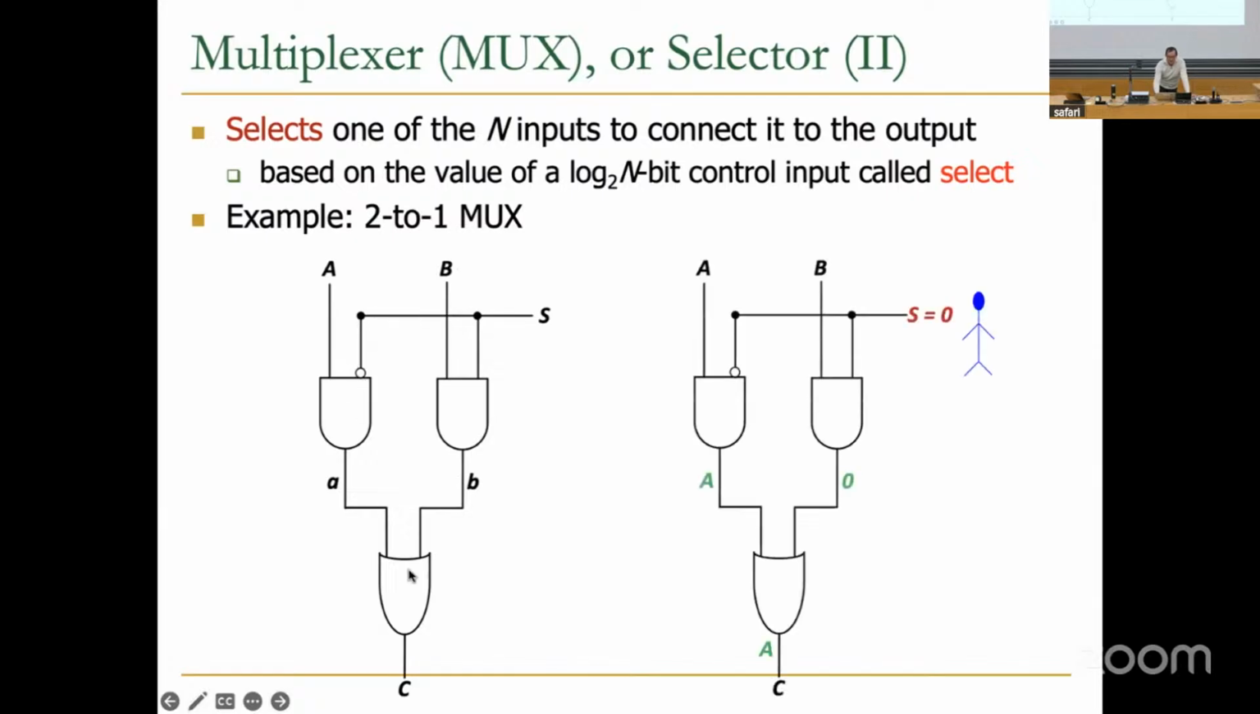And you can convince yourself, again, pictorially. Choosing select input 0, this becomes 1, so this AND gate passes A. This becomes 0, so this is 0 in the end, and A or 0 is A, right? Whatever the value of A is will be output over here. Okay, that's a selector, basically.